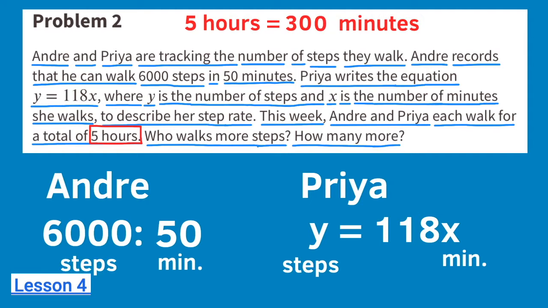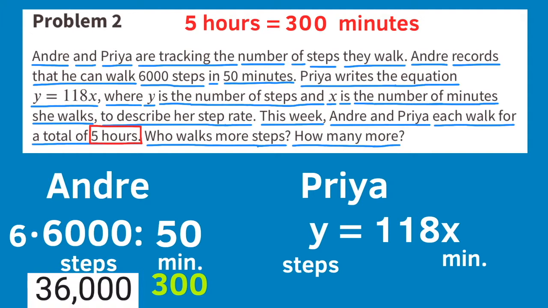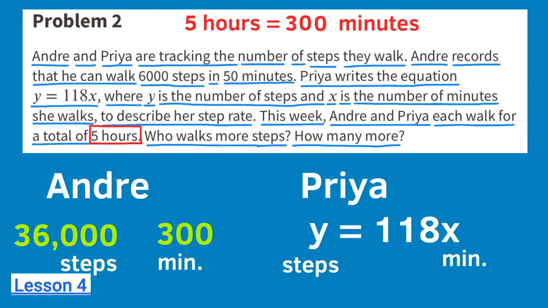300 minutes divided by 50 minutes equals 6. So I know that 50 times 6 equals 300. Since we multiplied the number of minutes by 6, we need to multiply the number of steps by 6. 6,000 steps times 6 equals 36,000 steps. For Andre, that's 36,000 steps in 300 minutes, or 36,000 steps in 5 hours.